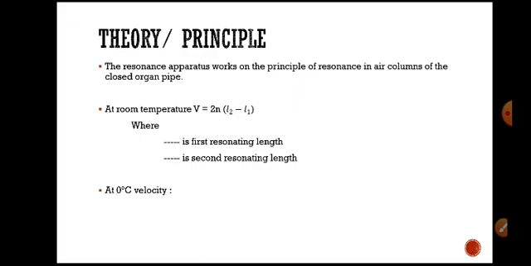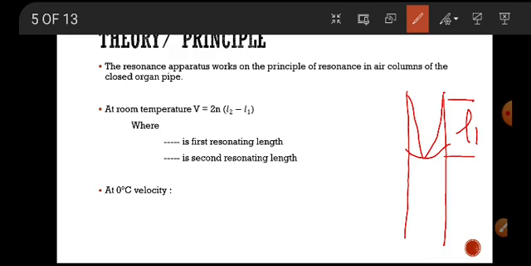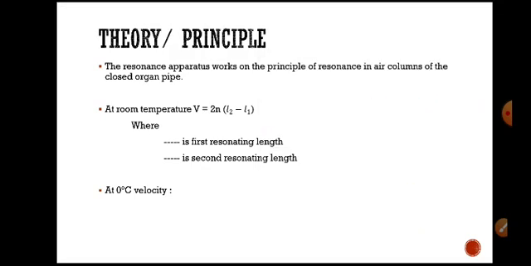So let L1 and L2 be the first and second resonating lengths. Here, see this, up to this water is the first resonating length, say this is L1 and this is L2, the first and second resonating lengths. Then N is the frequency of the tuning fork which is vibrating.